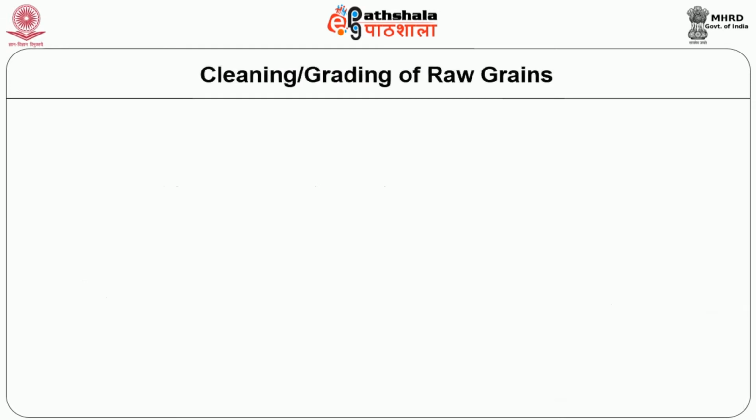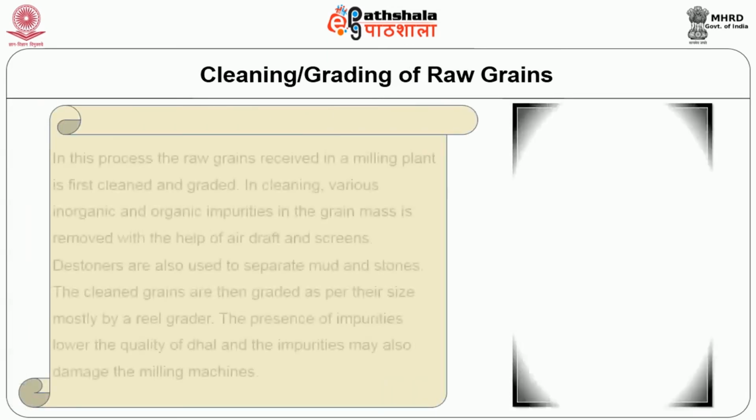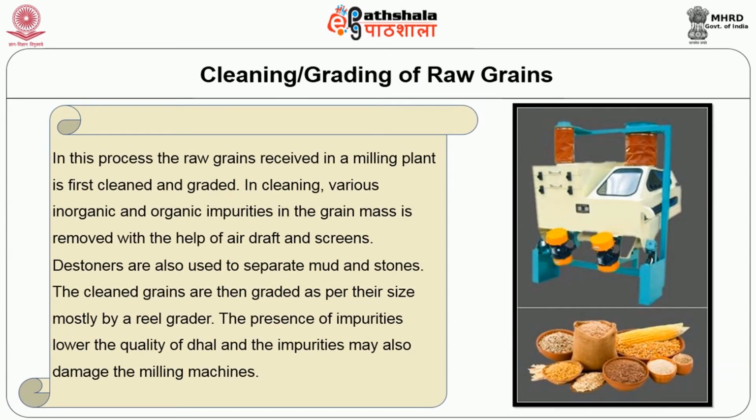The first one is cleaning or grading. In this process, the raw grains received in a milling plant are first cleaned and graded. In cleaning, various inorganic and organic impurities in the grain mass are removed with the help of an air draft and screens. Destoners are also used to separate the mud and the stones. The cleaned grains are then graded as per their size, mostly by a reel grader. The presence of impurities lowers the quality of the dal, and the impurities may also damage the milling machines.